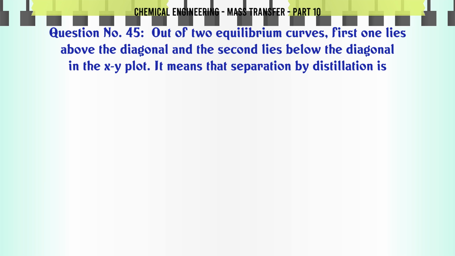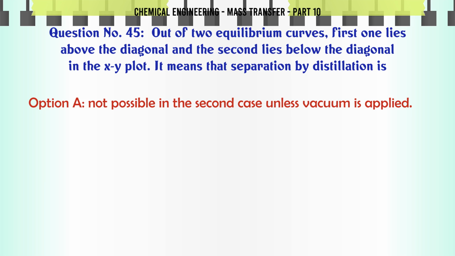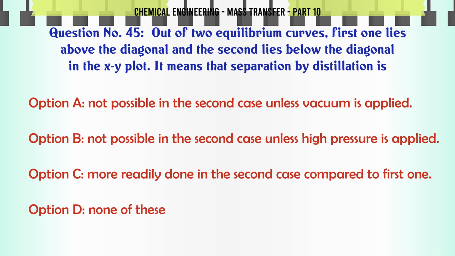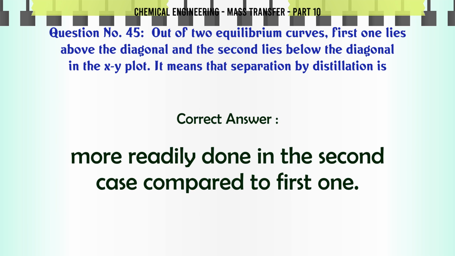Out of two equilibrium curves, first one lies above the diagonal and the second lies below the diagonal in the XY plot. It means that separation by distillation is A. Not possible in the second case unless vacuum is applied. B. Not possible in the second case unless high pressure is applied. C. More readily done in the second case compared to first one. D. None of these. The correct answer is more readily done in the second case compared to first one.